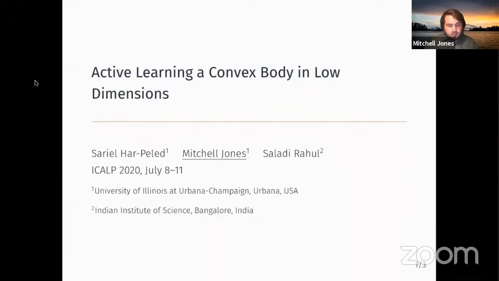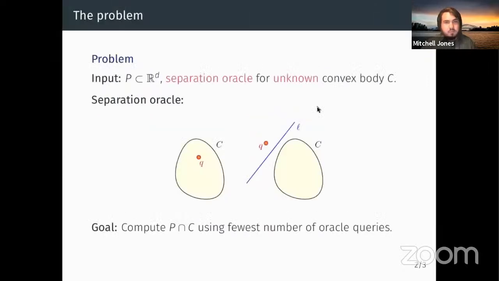Let me just refresh everyone on the problem that we talk about in this paper. You have a collection of points in R^d. Again, think of these in low dimensions, like d equals 2 or 3. And you have a convex body. How am I giving you this convex body? I'm giving it to you via access to what we call a separation oracle.